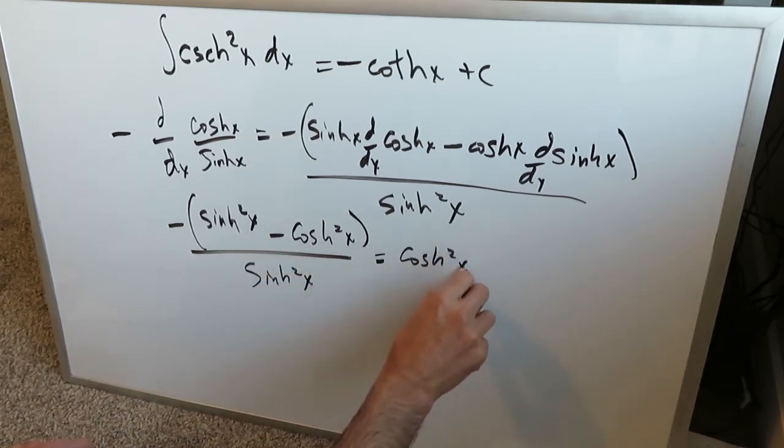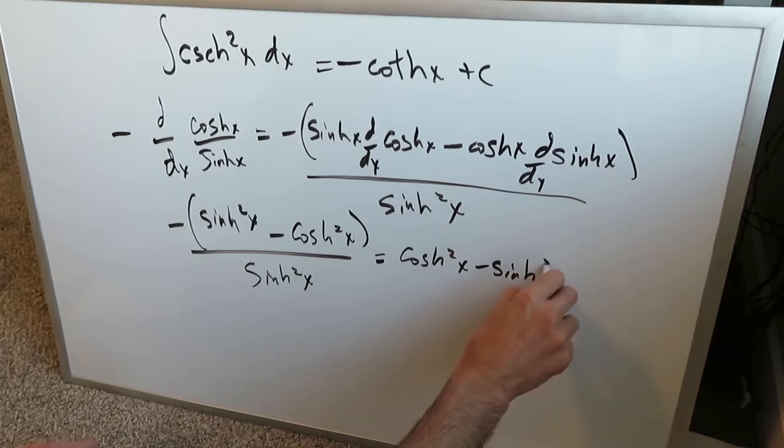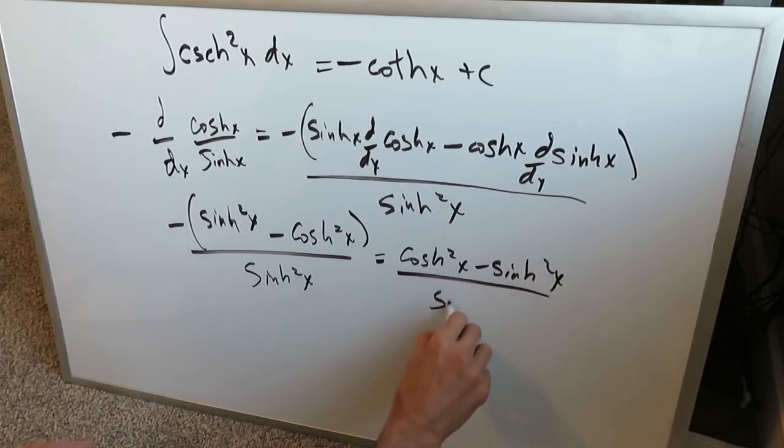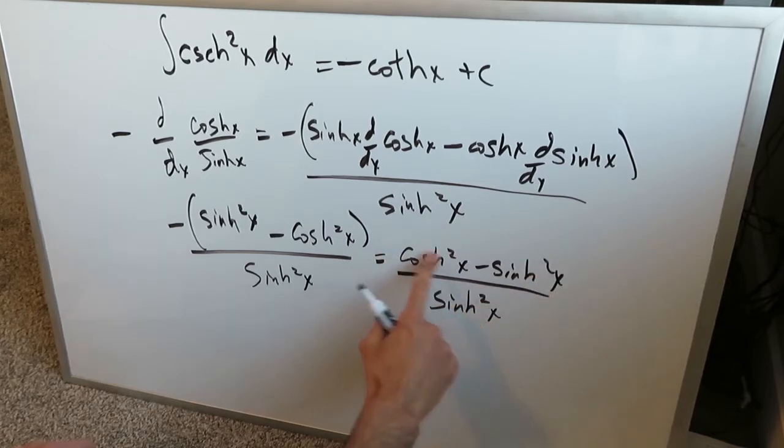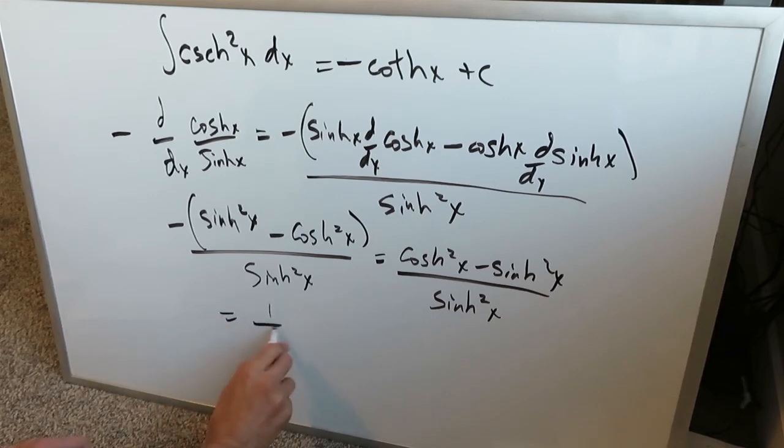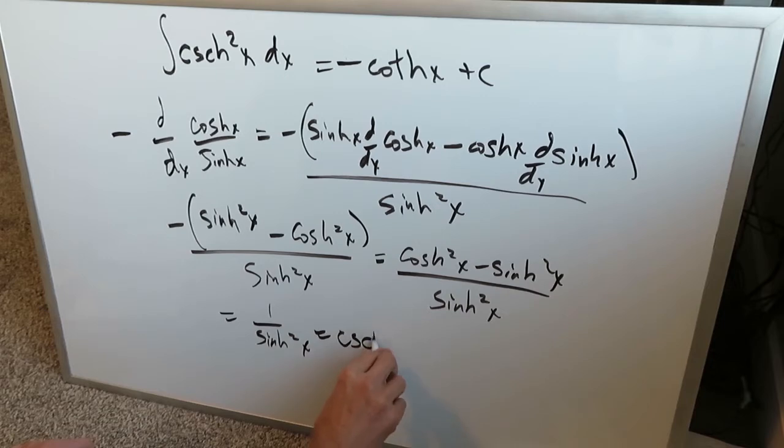You can open this up in the numerator, and you end up with cosine h squared x minus sine h squared x over sine h squared x, and you know this right here on the top is equal to 1. You get 1 over sine h squared x, which is cosecant h squared x, just by means of the basic definitions we know over here. And this one over here is done, not a hard one by any means.